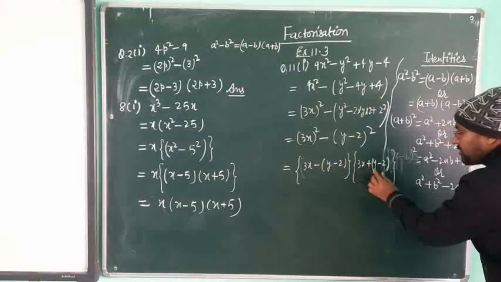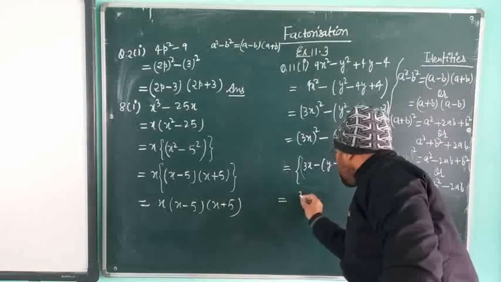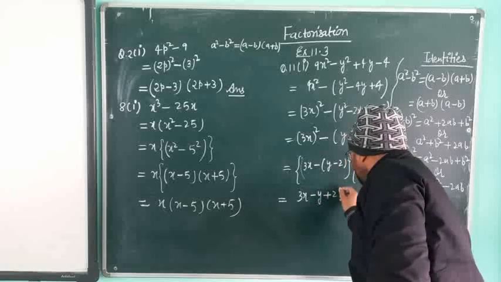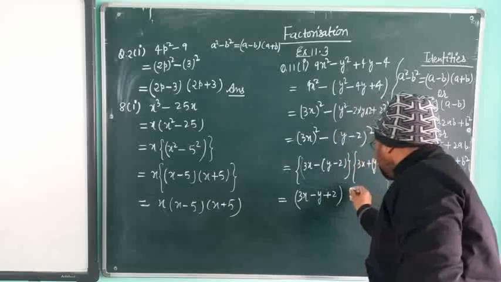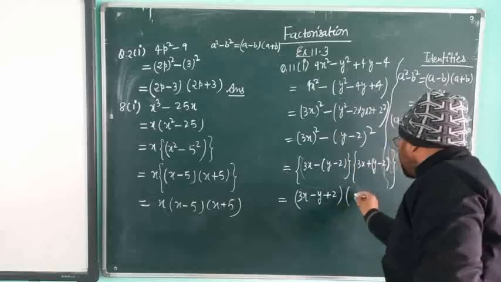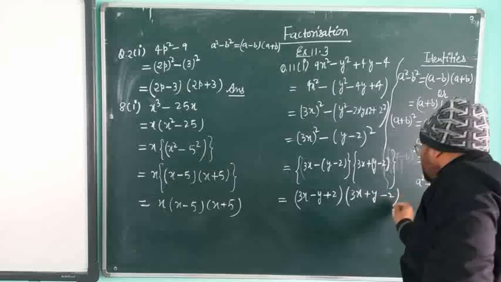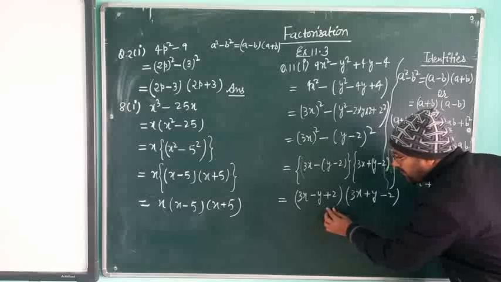And 3x plus y minus 2. Now I am going to remove this bracket. So 3x minus y and plus 2. If you remove this bracket, minus is going to be multiplying this one. This is the first factor, and the second factor is 3x plus y and minus 2. That is our answer: 3x minus y plus 2.